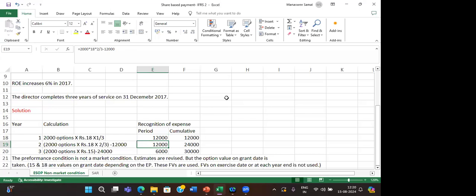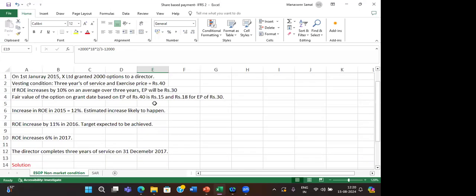But in the third year, you have missed the target. You have missed the target. So your actual increase is less than 10% on an average. So then you have to revise the total options charge calculation based upon 15. But again to repeat, this 15 fair value is the value calculated on grant date, that is 1st January 2015.